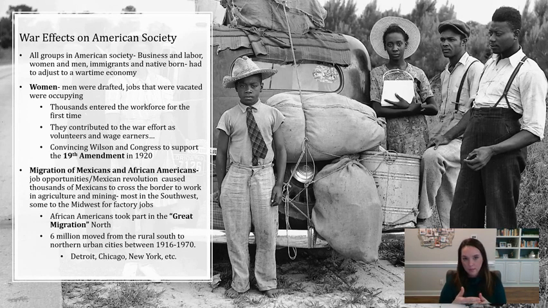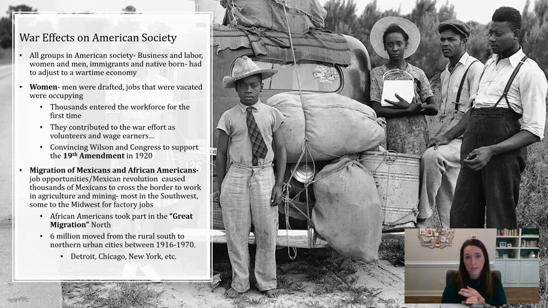So your Progressive Era amendments start with the 16th Amendment with income tax. The 17th Amendment is the direct election of senators, so looking at economic reform and a more democratic process of government, addressing political corruption.